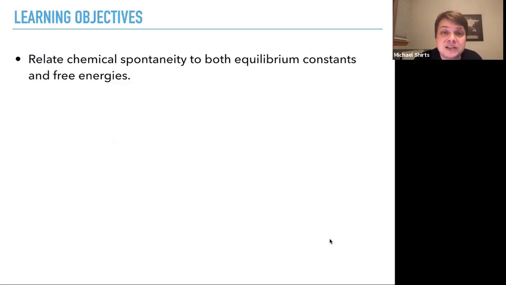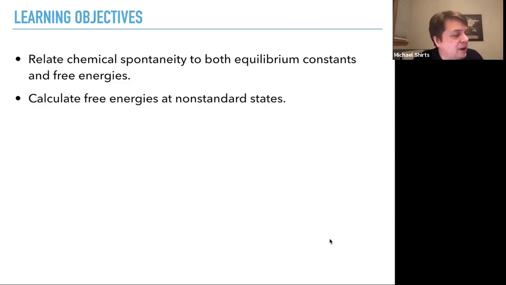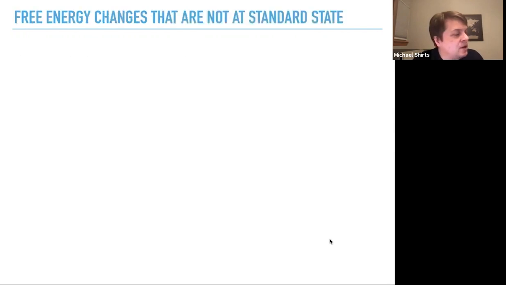Recall that we already looked at spontaneity using equilibrium constants. We looked at the Q to see if that was above or below the K. But we're also going to show how that's related very much to free energies as well. They're just different ways of talking about the same underlying phenomena. And we're also going to be looking at calculating the free energies at non-standard states. All right, so free energy changes that are not at standard state.